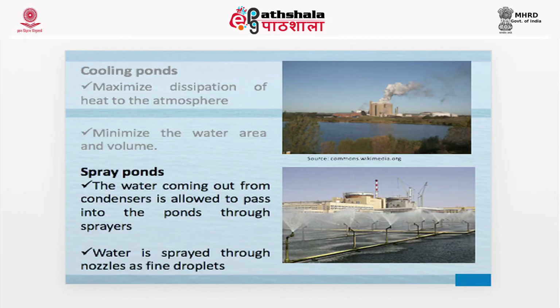Cooling ponds are the best way to cool thermal discharges. Heated effluents on the surface of water in cooling ponds maximize dissipation of heat to the atmosphere and minimize the water area and volume.